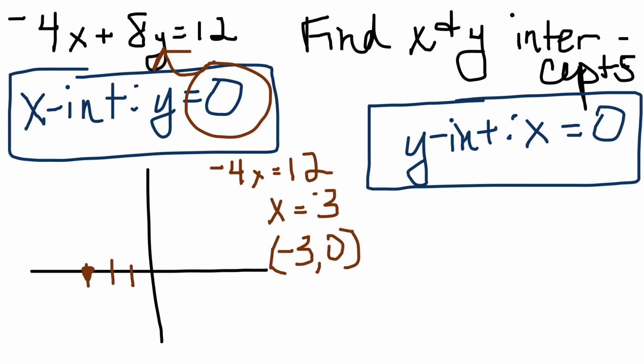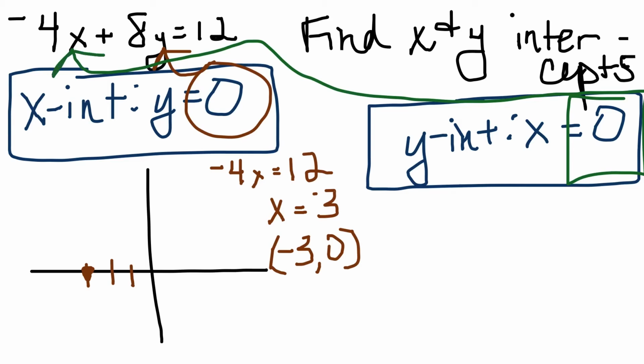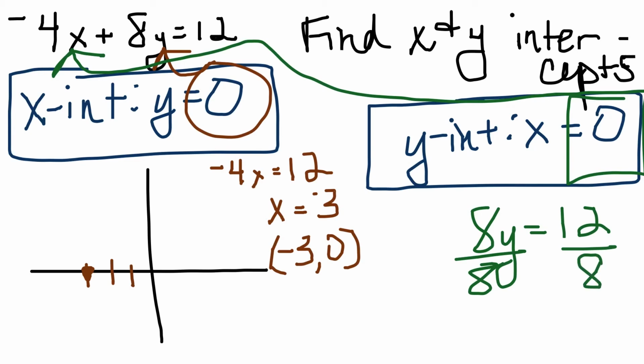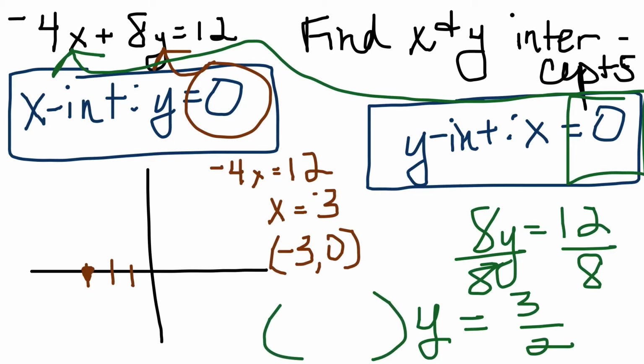And over here, if x is equal to 0, I'm going to plug in this 0 for x, so negative 4 times 0 is just 0, and that disappears. So I end up with 8y equals 12. Divide both sides by 8, and when I simplify that, I get y equals 3/2. So that means that this line is going to intercept the y-axis at 0, 3/2. So that's going to put me smack in the middle.